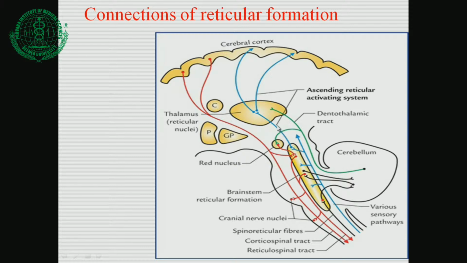All these are the afferents of the reticular formation, and these fibers from the lateral nuclei are projected to the thalamus, the reticular nuclei of the thalamus, and from the reticular nuclei of the thalamus to the cerebral cortex. These are known as the ascending reticular activating system. The afferent and efferent connections are both shown in this diagram, but mainly we have to concentrate just now on the afferents of the reticular formation and the ascending reticular activating system.